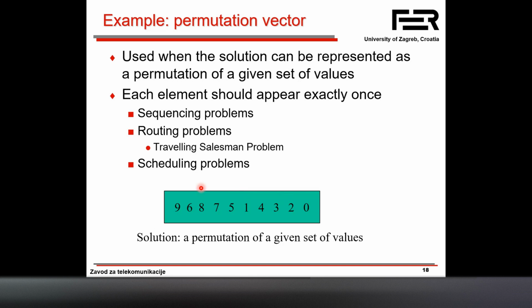Any kind of scheduling problems can indicate, for example, the order in which certain events are going to take place. So let's say we have to schedule these 10 events here in order of time, then this could be a solution to the problem. Any kind of sequencing problems as well.